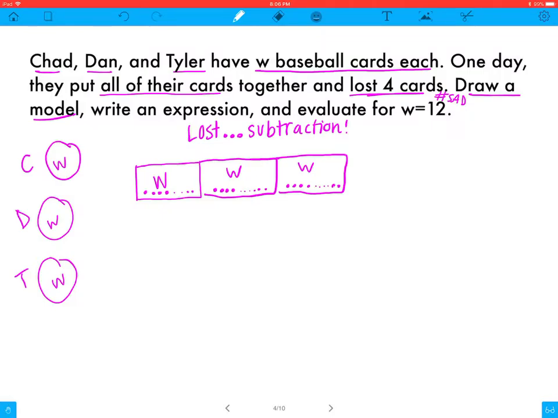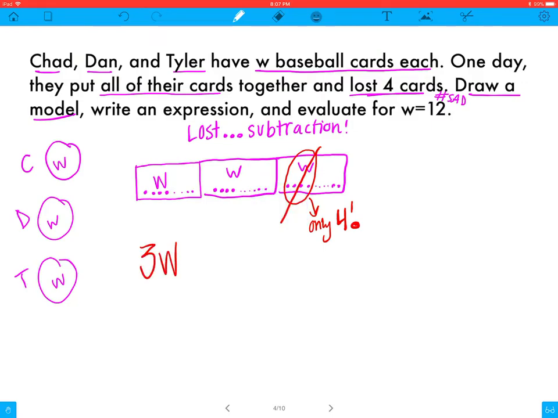They have some dots in there, and I'm actually going to take another color, and I'm going to strike out 4 of the dots. Now why? Because they lost 4 cards. How irresponsible of Chad, Dan, and Tyler. But that's okay, we forgive them because we can still use them for this math problem.